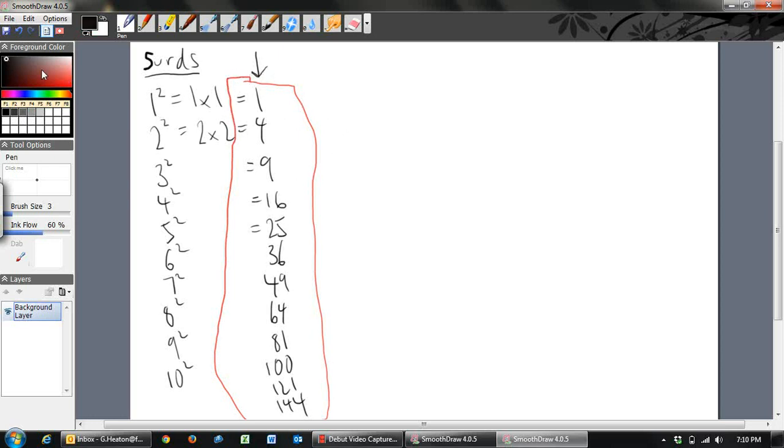Terrible drawing, isn't it? But that's okay. You don't care, do you? And so these are all our special numbers, our perfect square numbers. These are our perfect squares. They're all numbers that are multiplied by themselves.